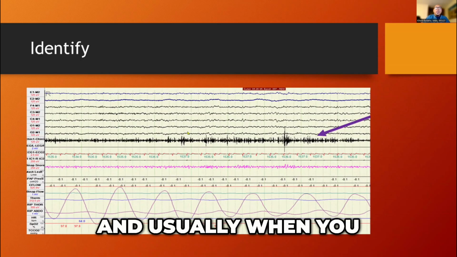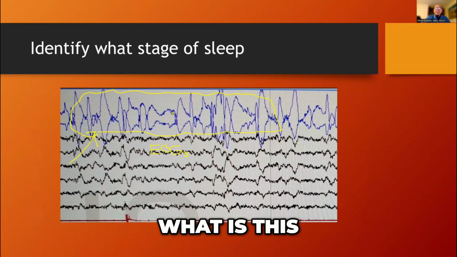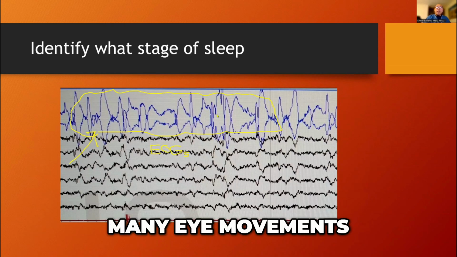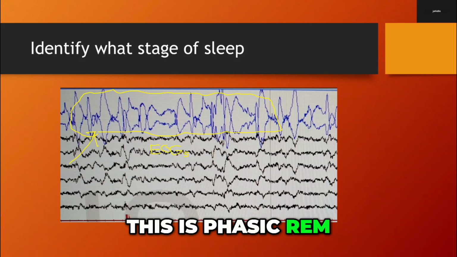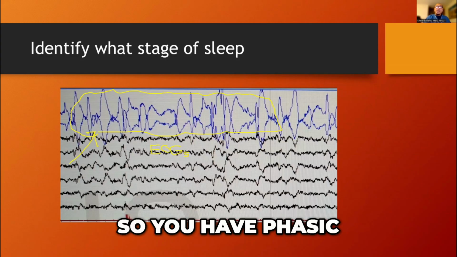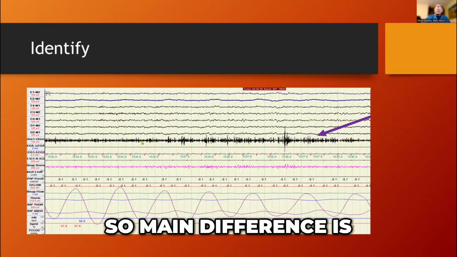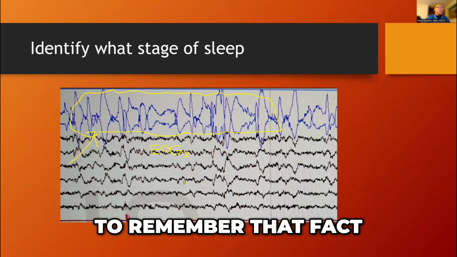And usually when you have tonic REM, you don't have many, what is this? Eye movement. Yes, you don't have many eye movements. So what is this type of REM? Phasic. Very good. This is phasic REM. All right. So you have phasic REM right here and then a tonic REM. So the main difference is muscle tone, very little muscle tone. And so we have to remember that fact.